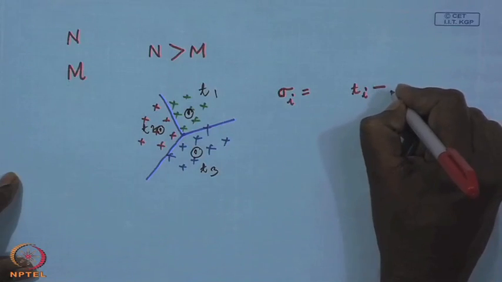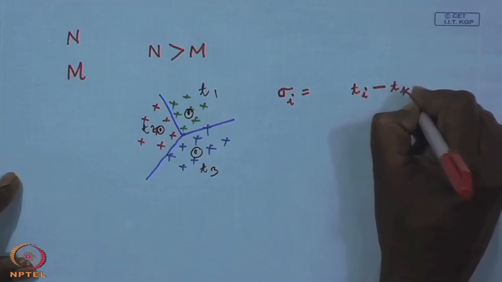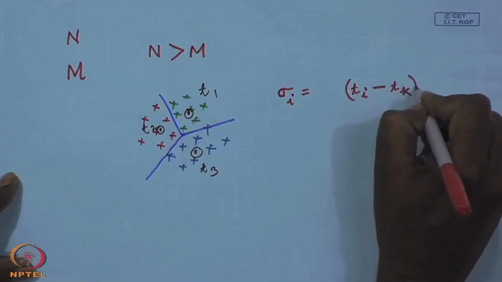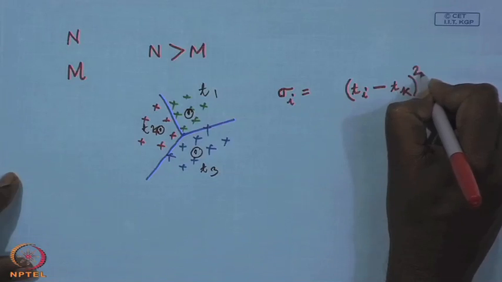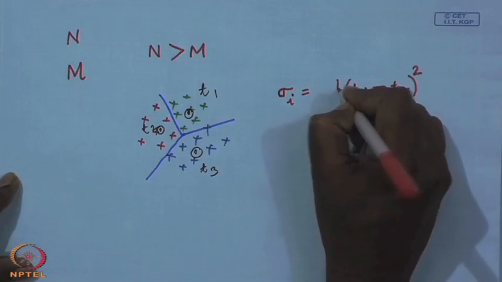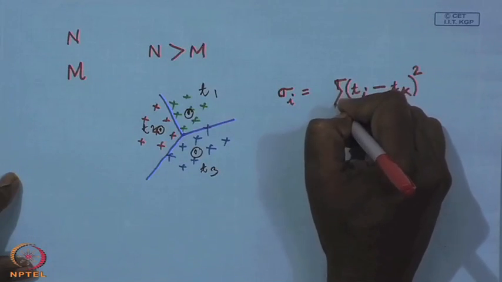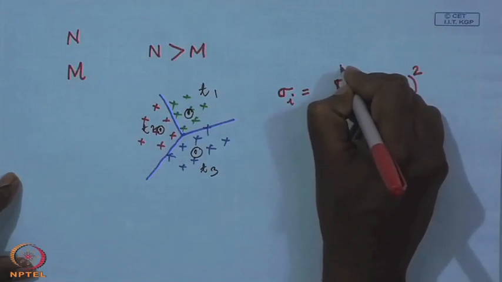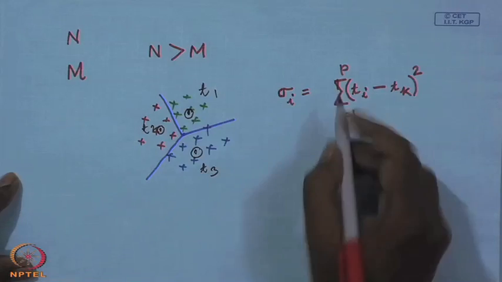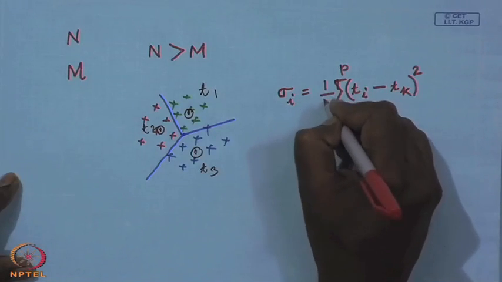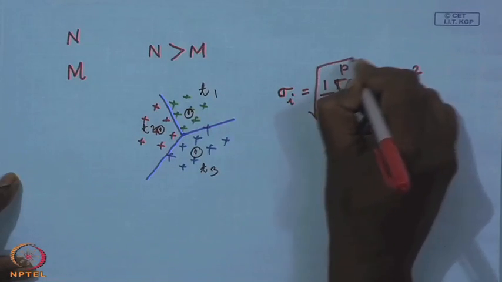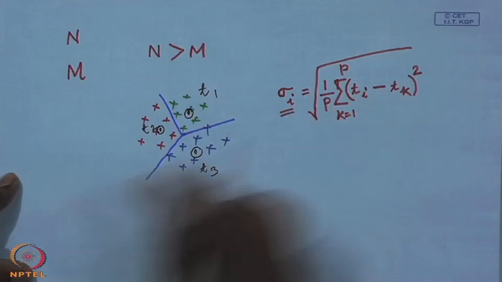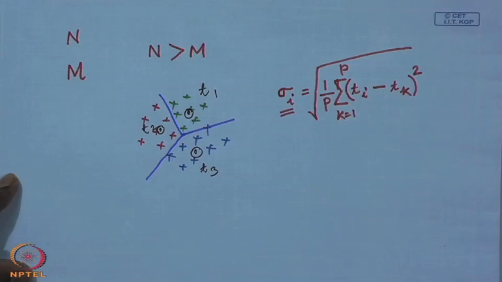Suppose one such receptor is T k. I compute T I minus T k square, take the summation of this for k equal to 1 to p, as I have p number of receptors, take 1 upon p of this and the square root of this. This defines the spread of the ith radial basis function.